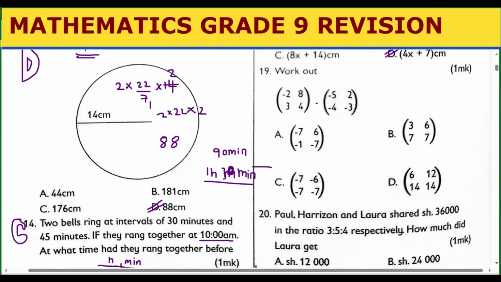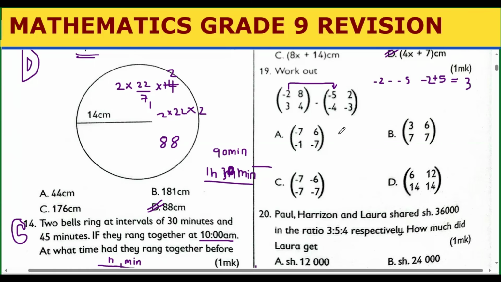We go to number 19. Number 19 says work out. Then you are given subtraction. What should we pay attention with the matrix? Remember, this is a 2 by 2 matrix. So they must be compatible. So this 2 is going to be subtracted with this. And remember, minus becomes addition. So this is negative 2 minus 5. It will be negative 2 plus 5, which is positive 3.